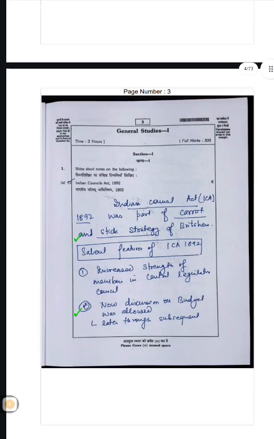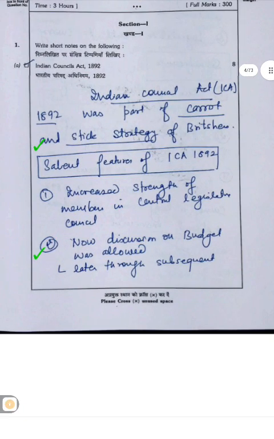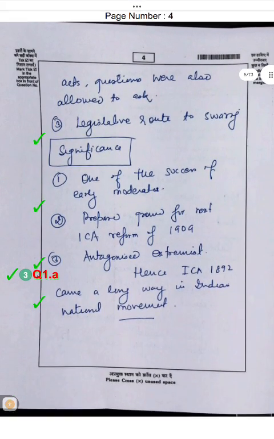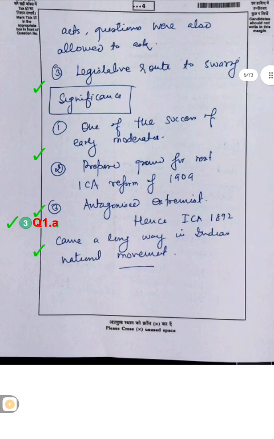69 BPSC. Question 1: Indian Councils Act 1892. The Indian Councils Act 1892 was part of the carrot and stick strategy of the Britishers. Salient features of 1892: increased strength of members in the Central Legislative Council. Discussion on the budget was allowed, later extended through subsequent acts. Questions were also allowed to be asked.